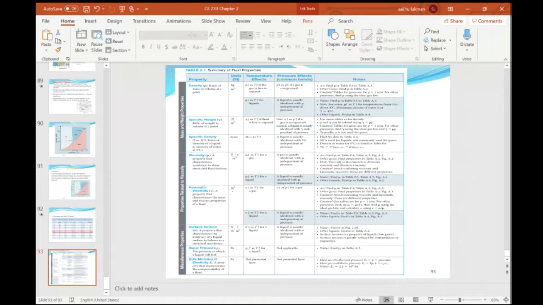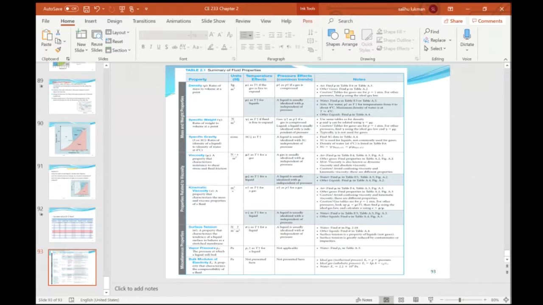And then the next column, pressure effects, some common trends. Like when you increase or decrease the pressure, what happens to the fluid properties? And then how to get some of the fluid properties from the respective tables. So this is very important. Study this table; it is like a grand summary of all the properties and how they are affected by temperature and pressure.